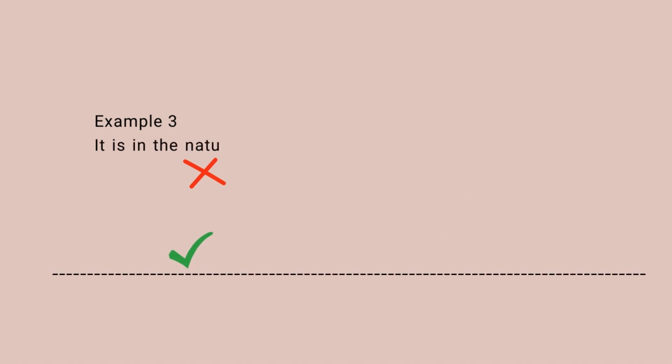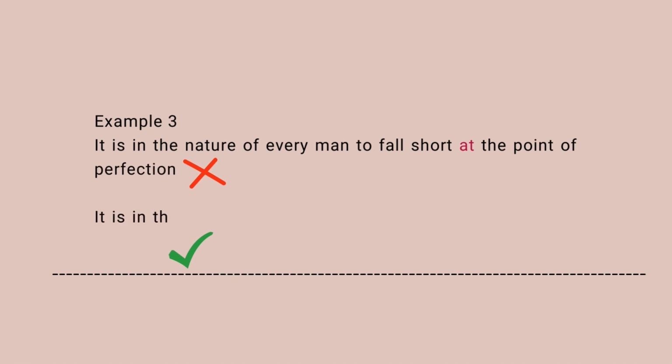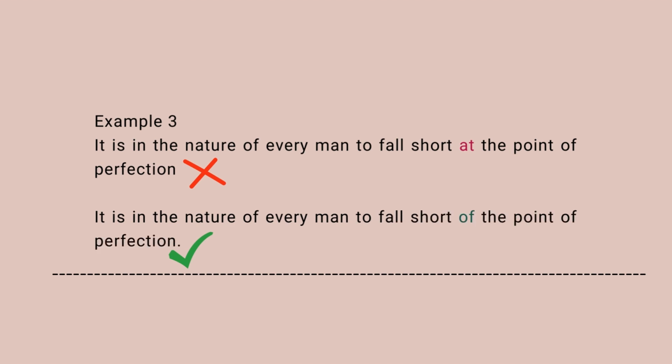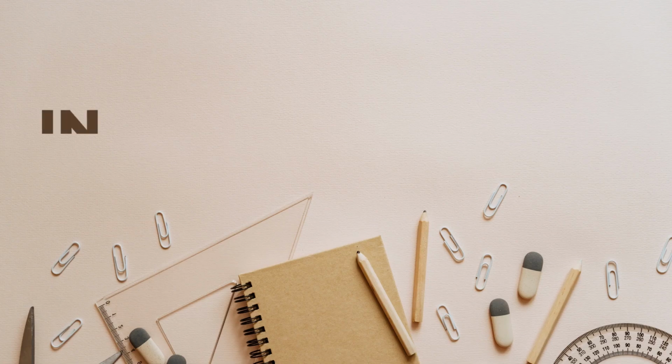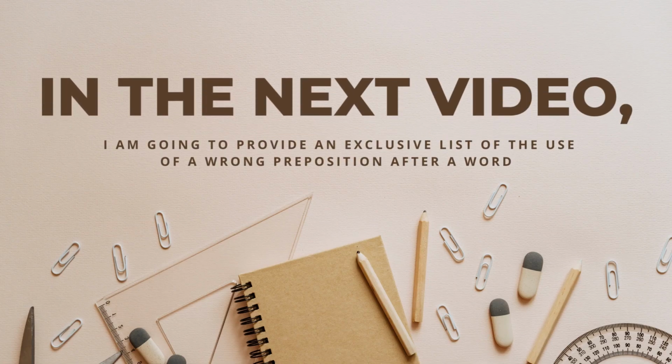Finally, it is in the nature of every man to fall short at every point from perfection. To fall short at should be to fall short of. So the sentence should be, it is in the nature of every man to fall short of perfection. In the next video, I'm going to provide an exclusive list of the use of wrong preposition after a word. So watch out for it.